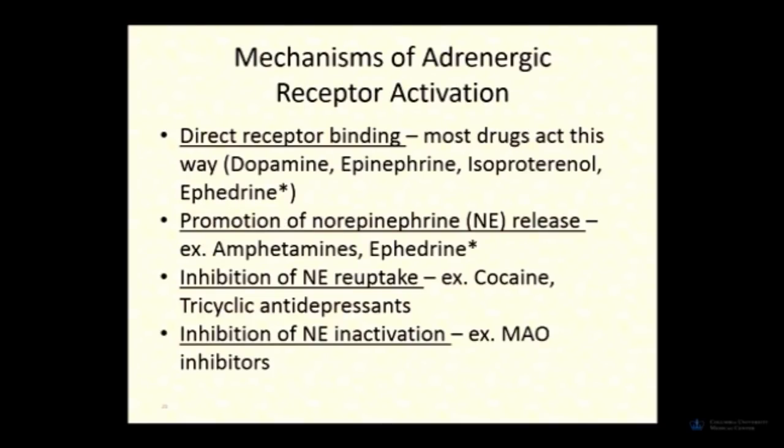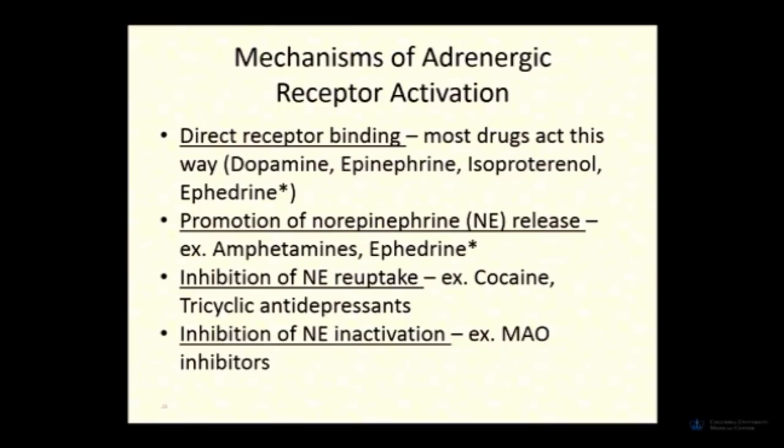So there's a couple of different mechanisms for adrenergic receptor activation for these drugs. The most straightforward are the drugs that cause direct receptor binding. Most of these drugs act this way. They mimic the effects by binding to the receptors and activating them, which includes exogenous administration of catecholamines that we see in the body, or applying drugs that are basically the same as the endogenous ligand. So treatment with dopamine, epinephrine, isoproterenol, and a drug called ephedrine.